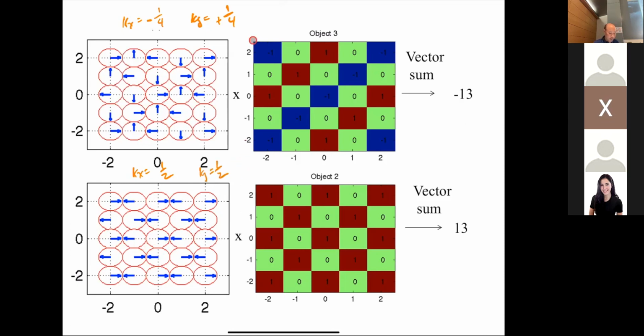Okay. Now if we look at this object, we can think about the vector sum. So I think I can just draw this like this, right? Take those spins, and the other spins, I just negate them. So now when my object is multiplied by my phasor pattern, I get something minus 13. And similarly, if I do this guy here, it's all like this, right?